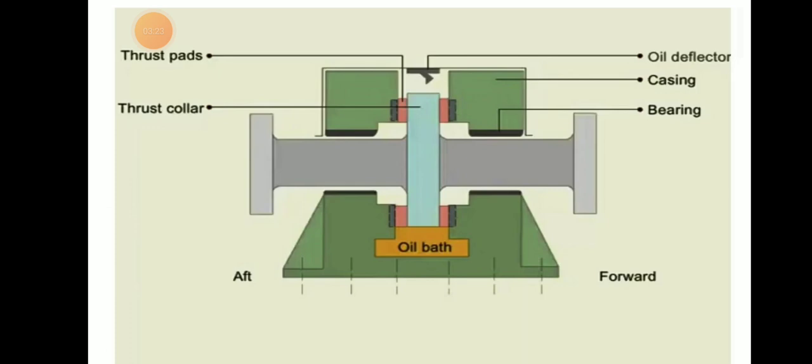Here we can see the thrust pads and thrust collar. Here we can see the oil deflector, casing, bearing, and oil bath, in the down, aft, and forward directions.